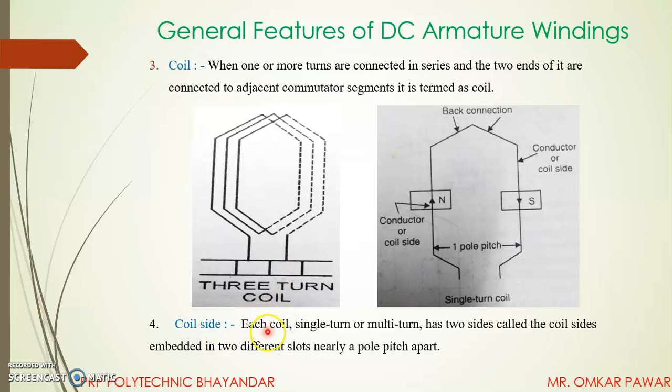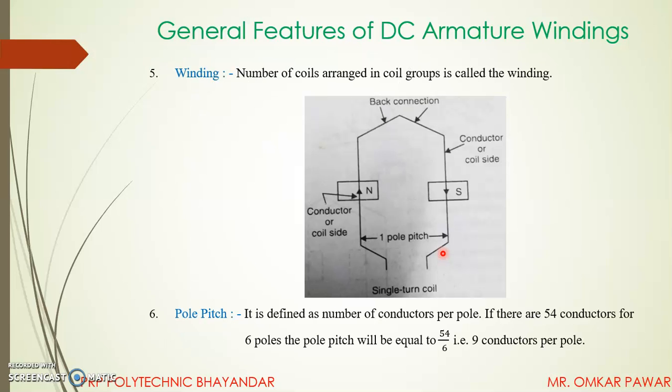Coil side means each coil, single turn or multi-turn, has two sides. This is coil side one, and suppose this is a single turn, so this is coil side one and coil side two. Each coil, either single turn or multi-turn, has two sides called the coil sides, embedded in two different slots nearly a pole pitch apart. Pole pitch apart means the distance from end to edge. So this is a coil.